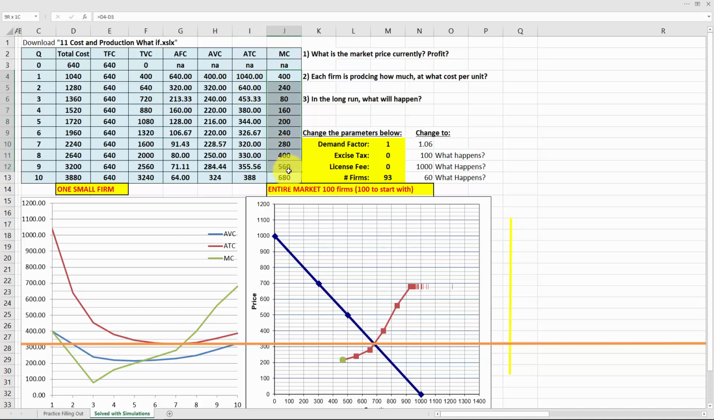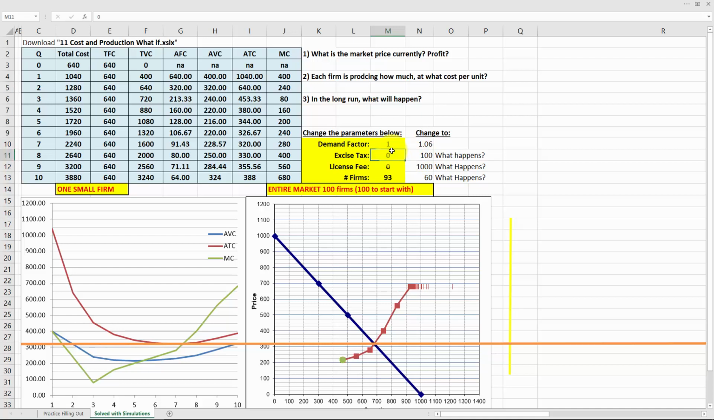What's going to happen to the marginal cost? What's going to happen to the additional cost of producing an additional unit? Well, this first unit used to cost me $400 for the labor and materials. Now it's going to cost $400 for the labor and materials plus another $100 that I have to pay to the government in the tax.